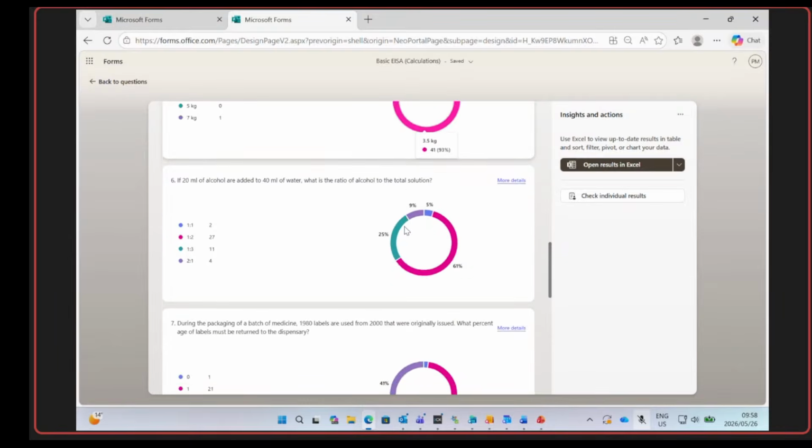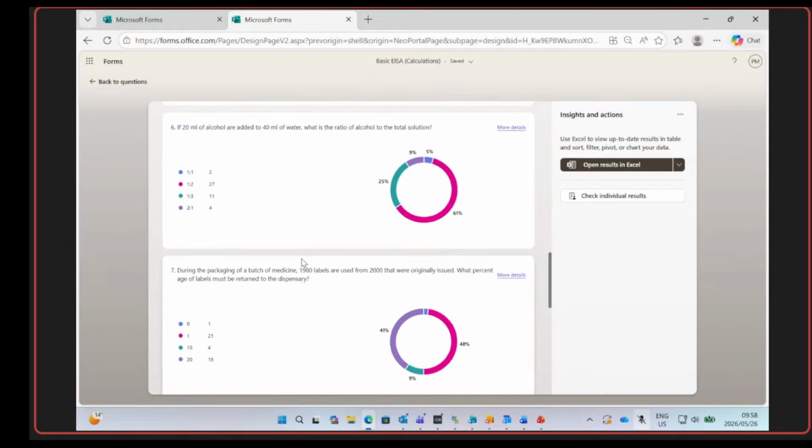Okay, question number 6. If 20 milliliters of alcohol are added to 40 milliliters of water, what is the ratio of the alcohol to the total solution? So this is also an application question. You need to calculate what is the total solution. So the total solution is 20 mils of the alcohol plus 40 mils of the water gives you 60 milliliters of the total solution. All right.